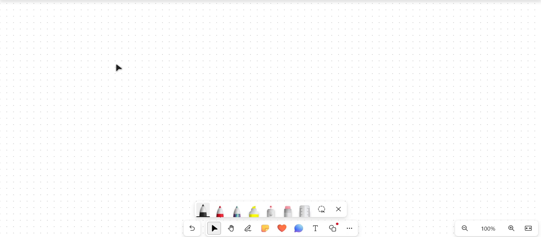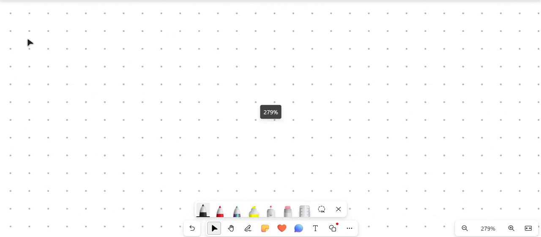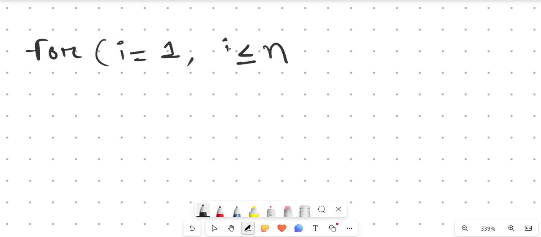This should be an easy one for you. Let's write the loop. The loop is just a for loop, like for integer I equals 1, I is less than or equal to n. This is one of the simplest algorithms to compute, and it's going to be I plus plus. And here I'm going to write a simple statement, which is print hello.